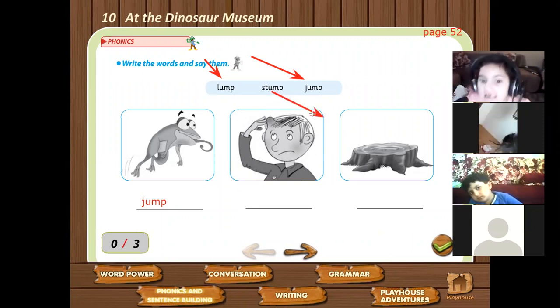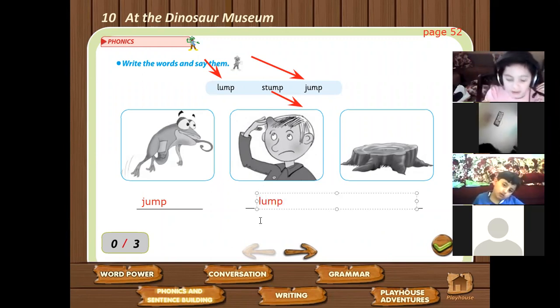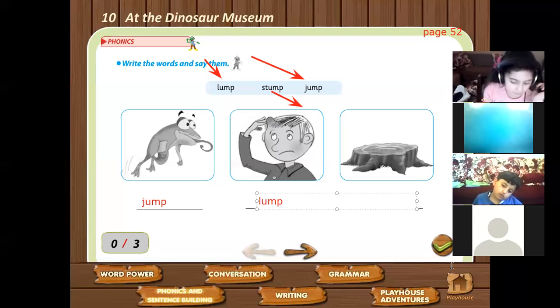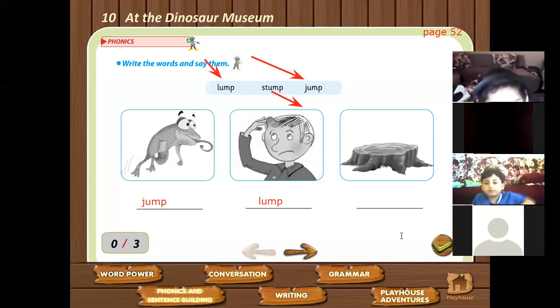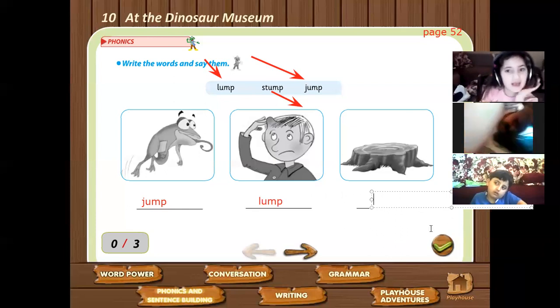Lamp. Farah. Lamp. What is it, Farah? Lamp. Again, Farah? Lamp. Farah, it's not long. Lamp. Again, Farah. Lamp. Lamp. Great. Let's go to Rashid. Thank you, Farah.